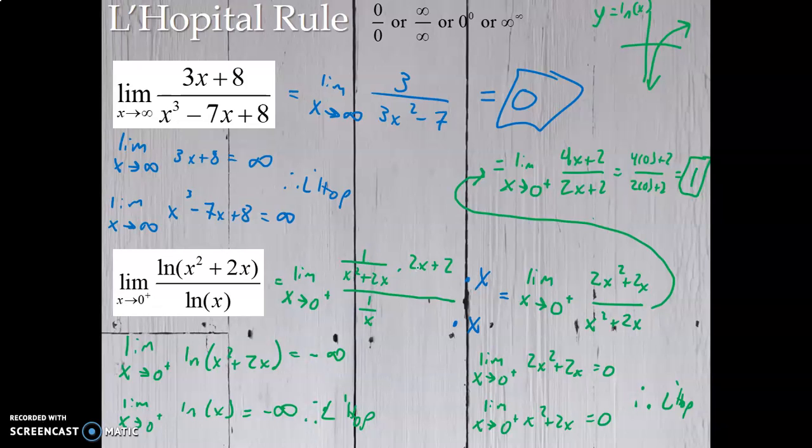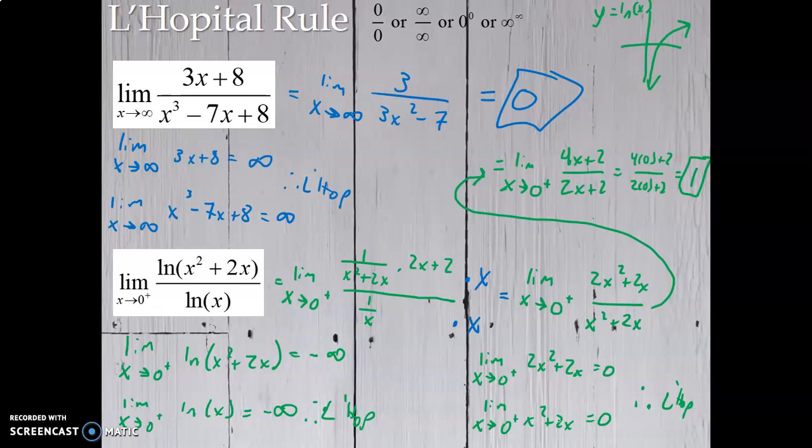1 over x squared plus 2x times the derivative of x squared plus 2x, which is 2x plus 2, over 1 over x. I'm going to multiply the top and the bottom by x to get rid of the fractions on top of the fractions. So x times 2x plus 2 is 2x squared plus 2x, and then this denominator went down to the bottom. The bottom completely canceled out and went away. When I plug in 0 here, I have 0 over 0.